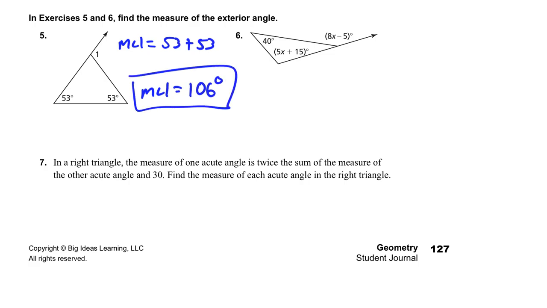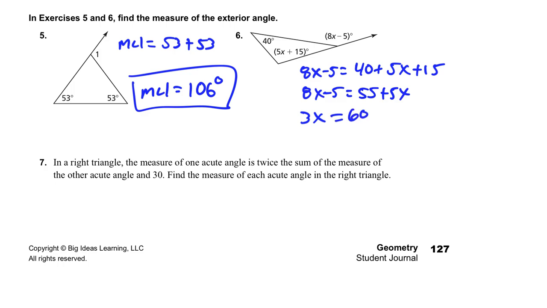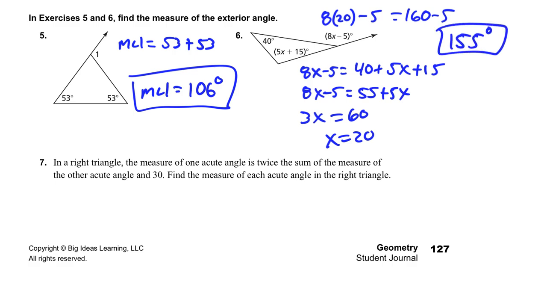Now for number 6, I can say that 8x minus 5 equals 40 plus 5x plus 15. So let's do some solving here. We get 8x minus 5 equals 55 plus 5x. If I subtract the 5x, I'm going to get 3x, add the 5, I get 60, and that means x equals 20. So I want to find the exterior angle, which means I got to plug my 20 back in way up here. So that's going to give me 160 minus 5, which means the exterior angle is worth 155 degrees.